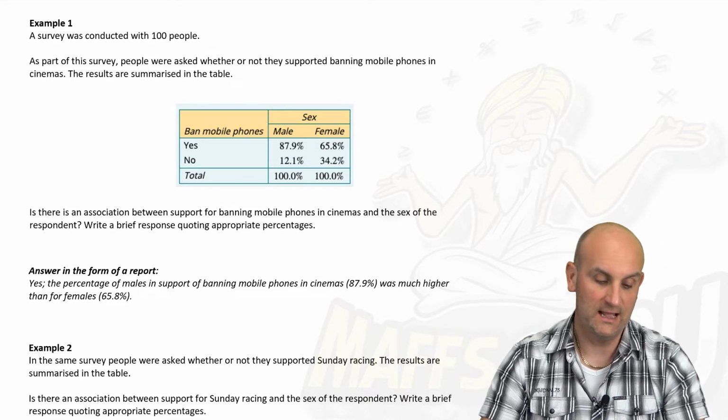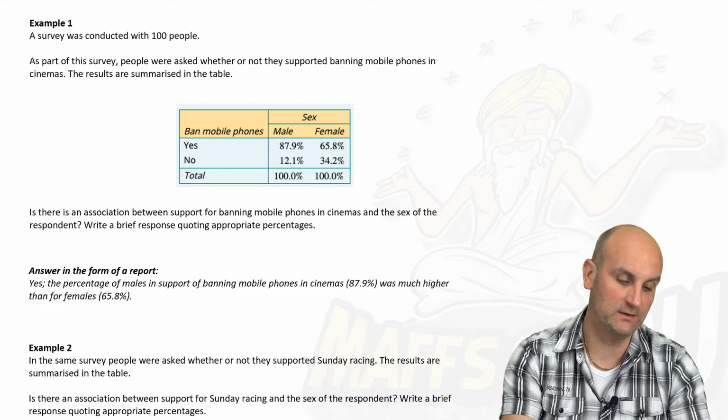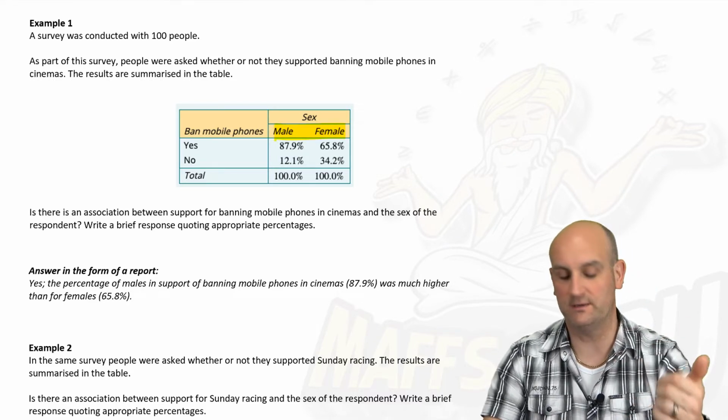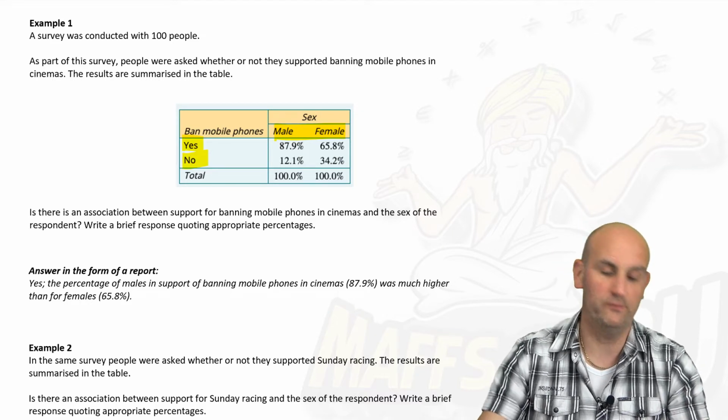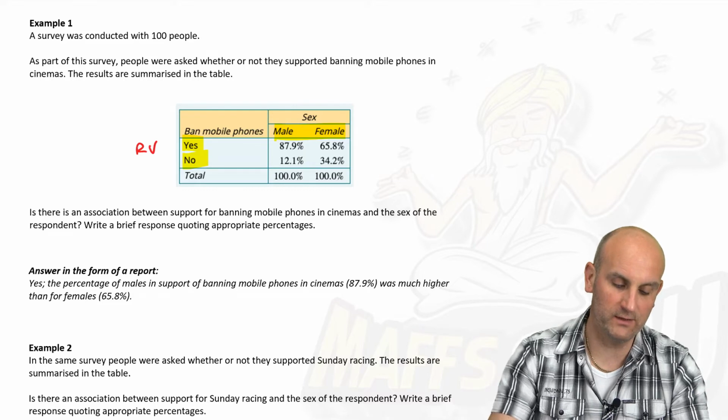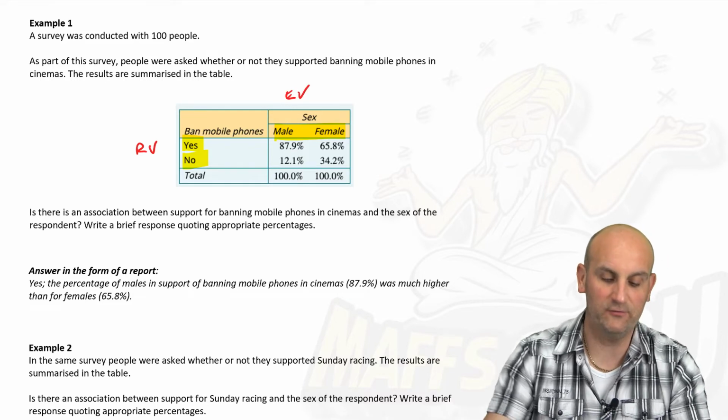But the question goes on to say, is there an association between support for banning mobile phones in cinemas and the sex of the respondent? And so let's have a look again. So what do we have here? Sex, male or female, categorical. Banning mobile phones, categorical. Response variable is my row data, and this would be my explanatory variable.